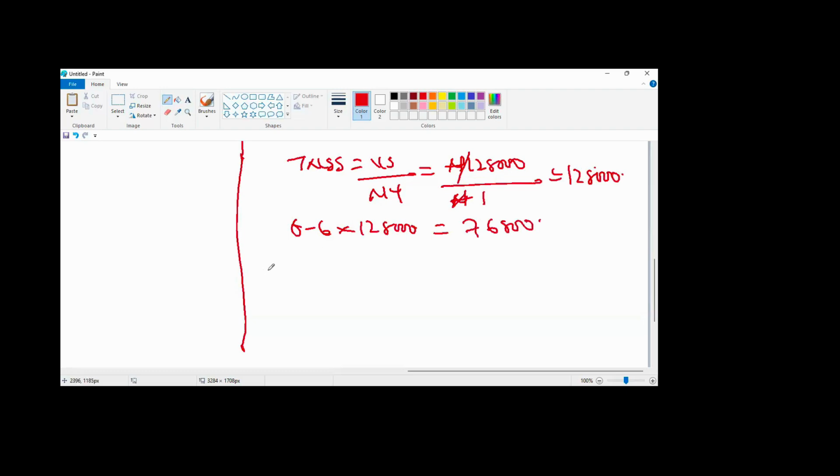How does he pay for the 76,800 shares, share exchange, share consideration? Parent over subsidiary, 2/3 times 76,800 is 51,200.